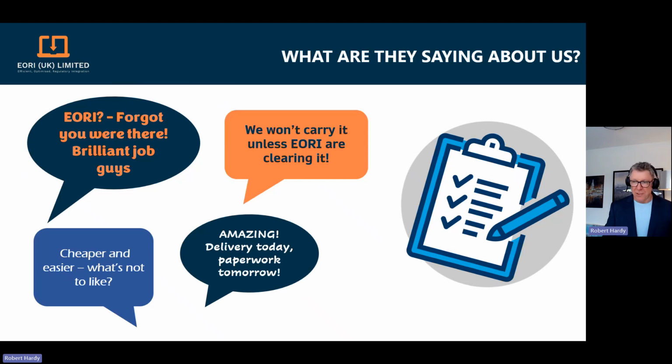Amazing delivery today, paperwork tomorrow. How can you not like that? Everything just flows. Paperwork gets done the next day. It's not this 6 months later where I've forgotten what I ordered and all this kind of thing. Those days have gone. This is just, why do a full frontier declaration while the goods are moving when I can let it pass through the frontier and do the declaration 5 days later? Why would you not do that?